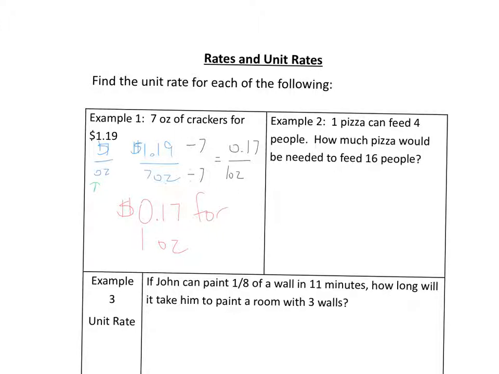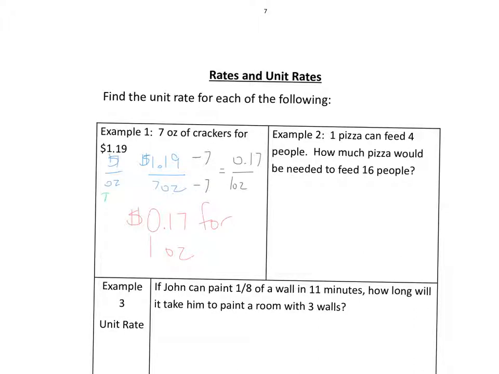Now, number 2 says 1 pizza can feed 4 people. So we have 4 people. Again, notice my units. Can eat off of 1 pizza. And that's a unit rate because 1 is in the denominator. And I want to know if I have 16 people, how many pizzas? Well, how are you going to get from 4 to 16?